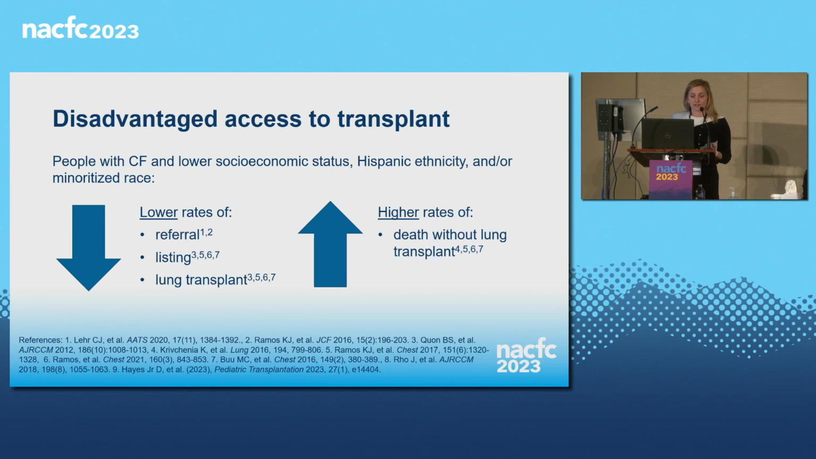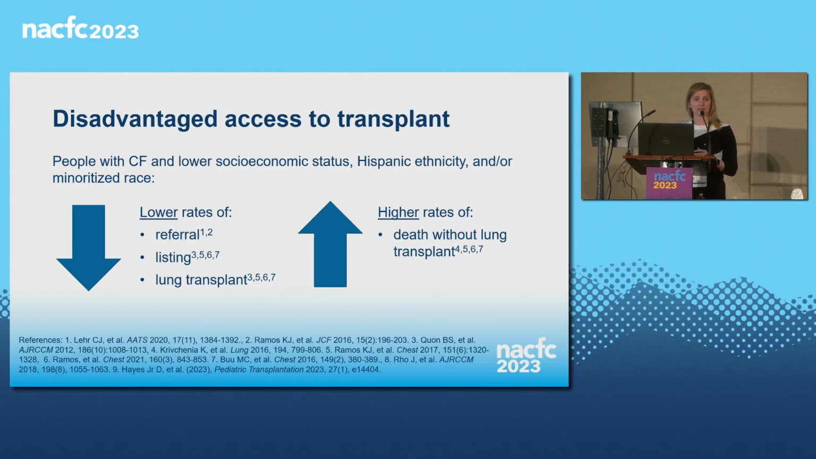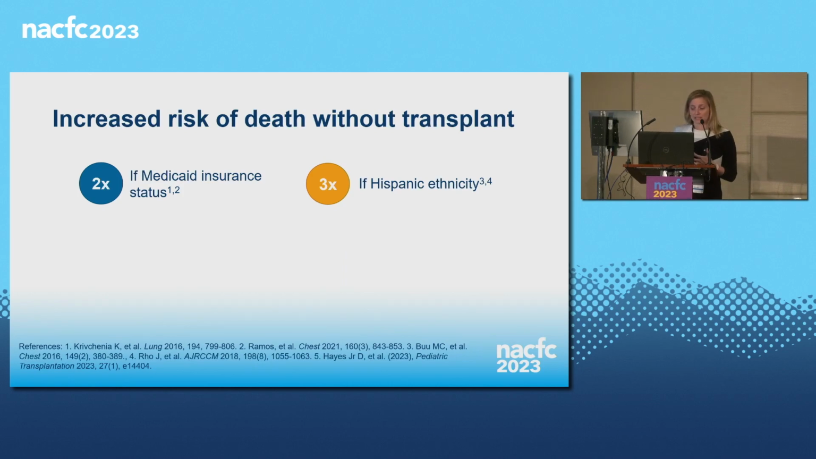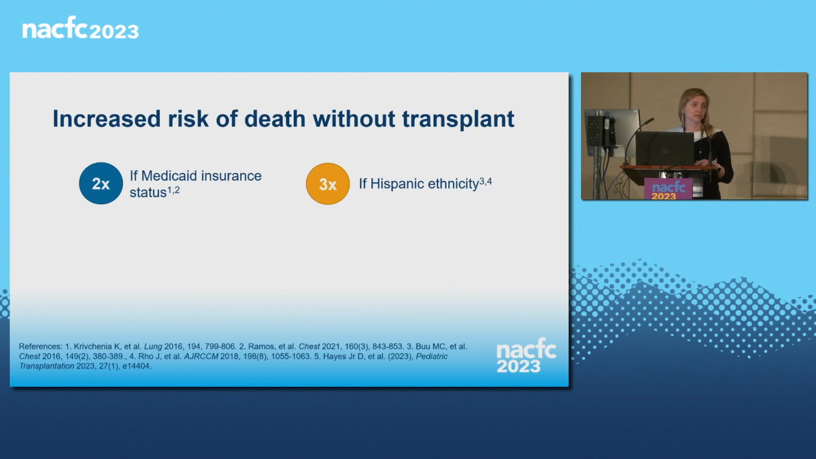People with CF and lower socioeconomic status, Hispanic ethnicity, and/or minoritized race have lower rates of referral, listing, and lung transplant, and higher rates of death without lung transplant. This is not a new phenomenon, and disadvantaged access to lung transplant has existed as long as it has been studied, and longer. If a person has Medicaid insurance, they have a 2 times increased risk of death without transplant. For those with Hispanic ethnicity, it's up to 3 times the increased risk. People with CF and minoritized race have both decreased access to lung transplant and increased risk of death without transplant in both the US and Canada.